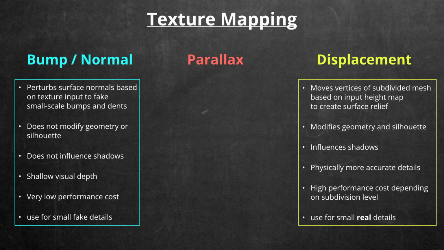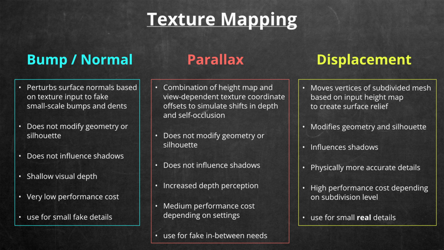Coming in the middle, between those two, is our parallax. Now the parallax uses a combination of a height map and view-dependent texture coordinate offsets to simulate shifts in depth and self-occlusion. It still does not modify your geometry or silhouette, and it still does not influence the shadows, but it has an increased depth perception, which comes at a slightly higher cost in performance compared to the bump or normal method. It's still not as high as a displacement method, but it's a great use for faking in-between needs. And you'll see in a little bit what I mean by that.